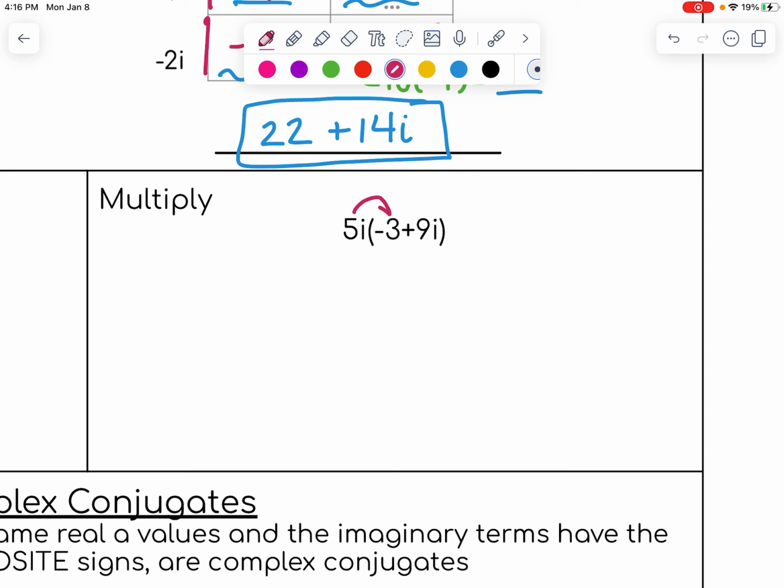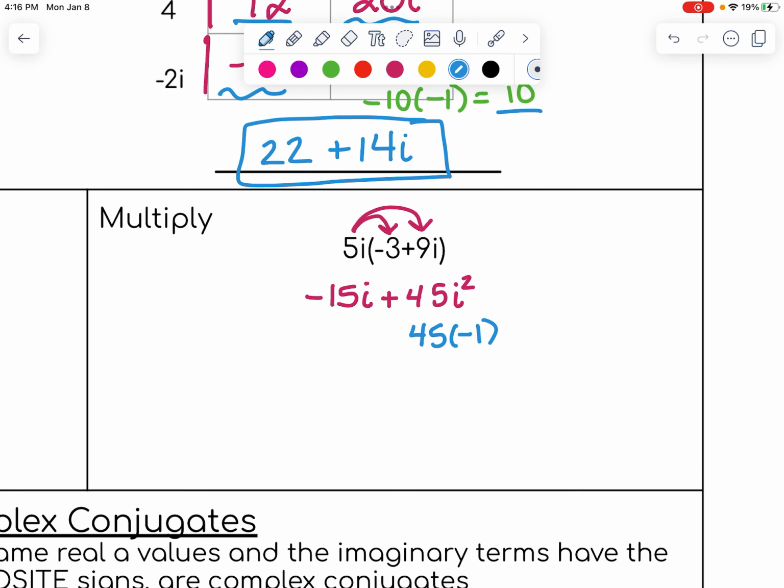So 5i times negative 3 is negative 15i. And then 5i times 9i is a positive 45i squared. Now let's simplify i squared. So this becomes 45 times negative 1. Remember, i squared equals negative 1. That's why I can keep replacing it by that. And so here I get negative 45.